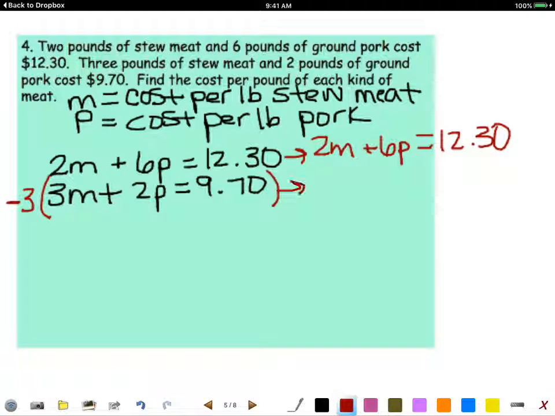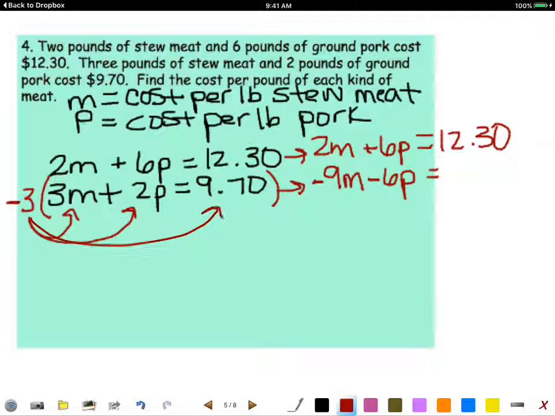All right, now the bottom one, distribute. Negative 3 times 3M, negative 9M. Negative 3 times 2P, negative 3 times 9.7. You've got a calculator. Please use it. 29.10. Should be negative. Negative what? 29.10. Negative 29.1 or 0.10? Very good. We are talking about money, so you could do that.